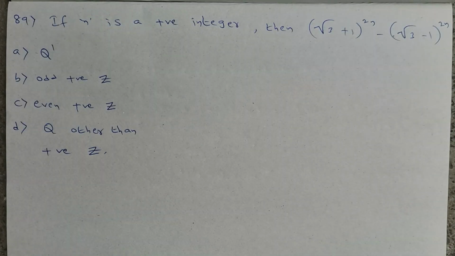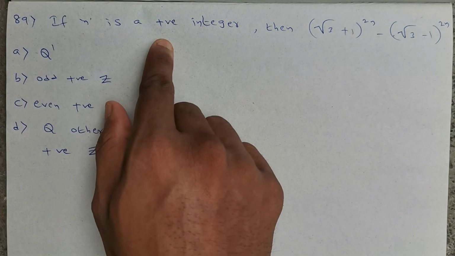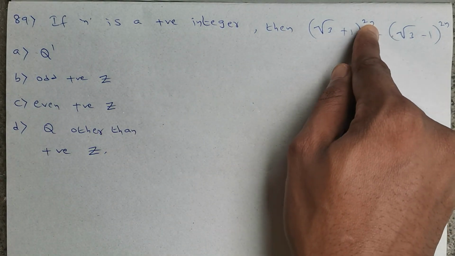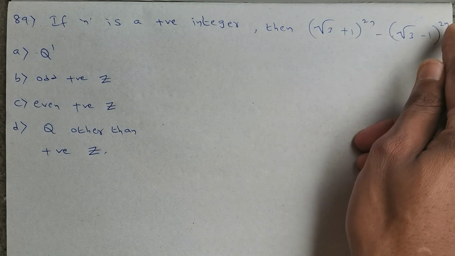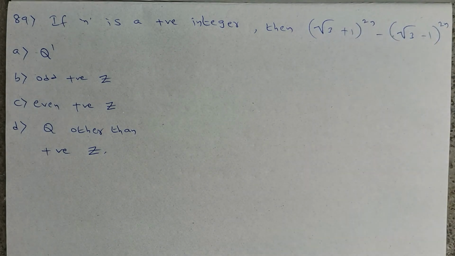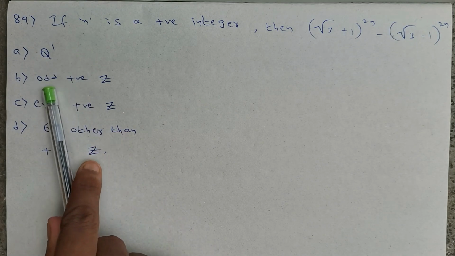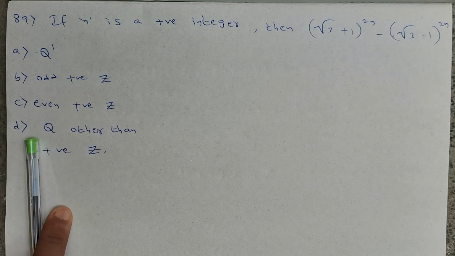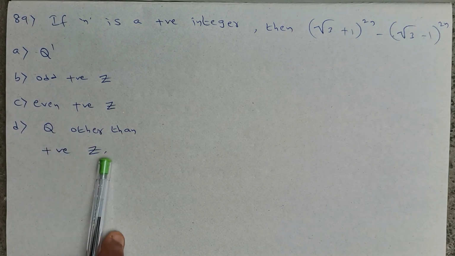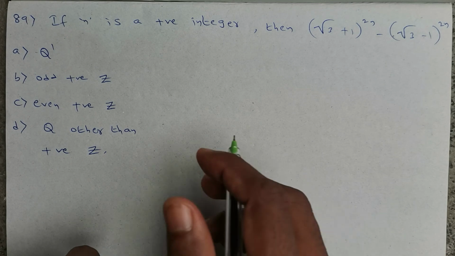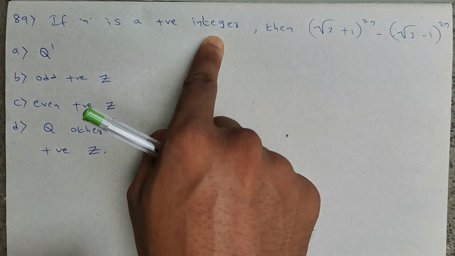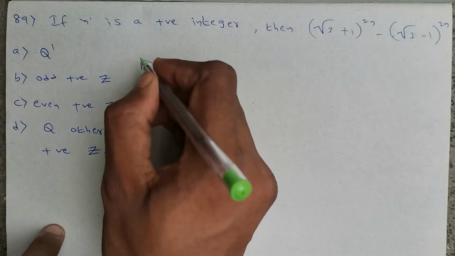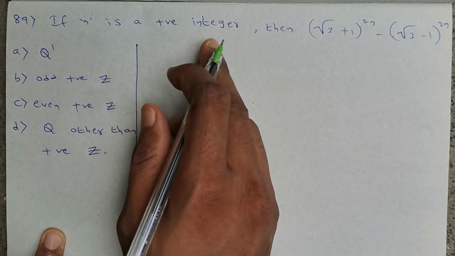Okay, the next question is: if n is a positive integer, then (root 3 plus 1) whole power 2n minus (root 3 minus 1) whole power 2n is: option A, irrational; option B, odd positive integer; option C, even positive integer; option D, rational number other than positive integer. So he said very clearly it is a positive integer only. Positive integers are nothing but natural numbers, starting from 1. So first natural number, 1.